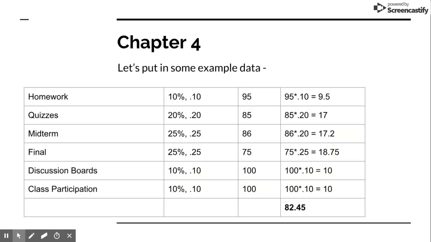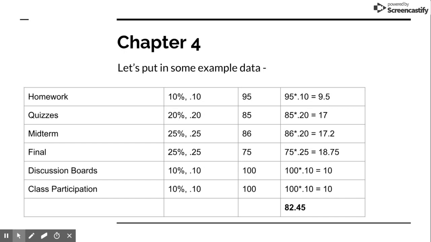So then let's put in some example data. You'll notice in the second column, I have the 10%, 20%, and so on, but I also have the decimal equivalent. So if my example homework grade is a 95, I would multiply in that last column 95 by 0.10, which is 10% of the weight. So I end up with a 9.5.